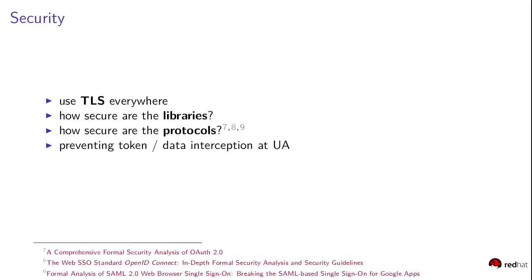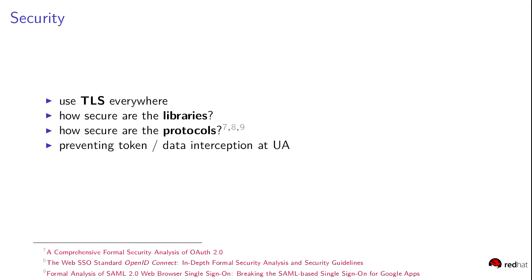How secure are the protocols themselves? You'll see some links at the bottom in the footnotes. Those are links to academic papers describing formal analyses using model checking of the security of these protocols under particular assumptions, including OAuth 2, which is the foundation of OpenID Connect.